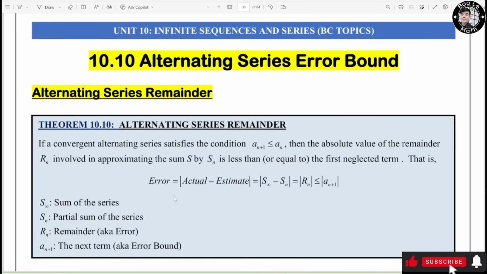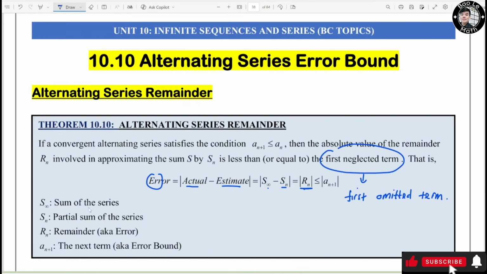Now for alternating series, we're going to use the formula: error equals the absolute value of the actual value subtracting the estimate value, which means S of infinity subtract S of n, and it's going to be the remainder. The remainder must be less than or equal to the absolute value of the first omitted term. So suppose we have the series negative 1 raised to the n minus 1 times 1 over n, when n starts from 1 to infinity.